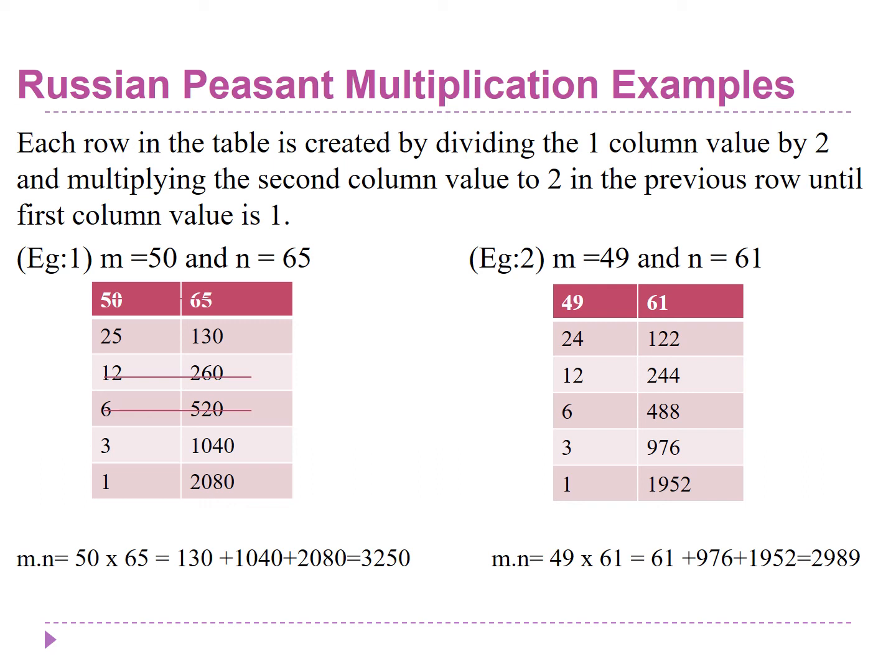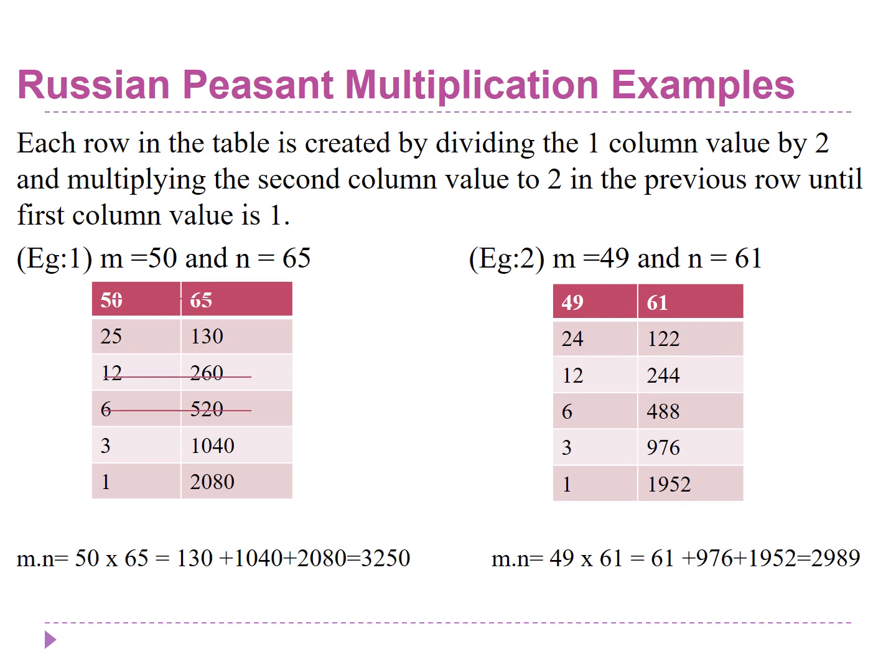Similarly, in the second example, we multiply numbers 49 and 61. So 49 and 61 become column values in the first row of the table. The second row is formed by dividing 49 by 2 and multiplying 61 by 2, so the values are 24 and 122. This is performed until the first column value is 1.